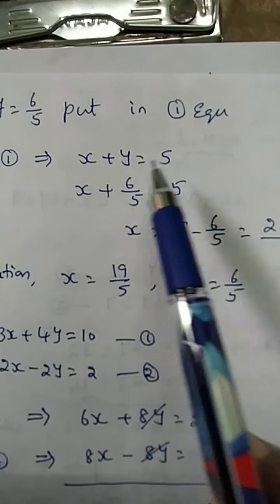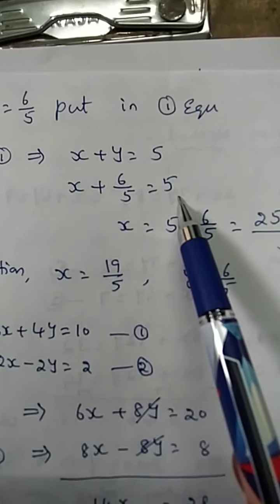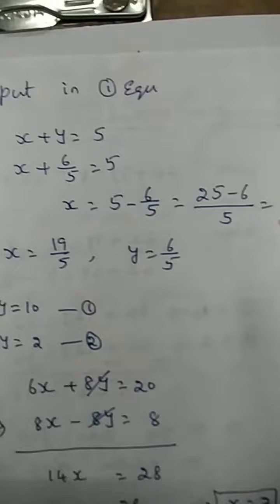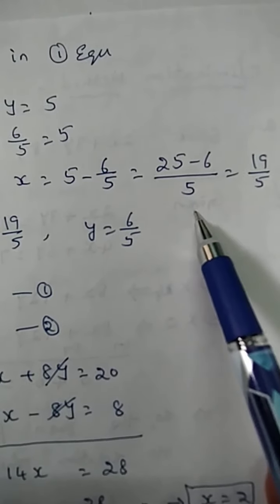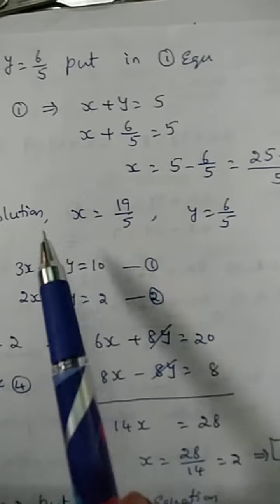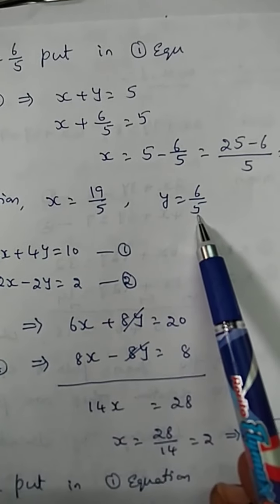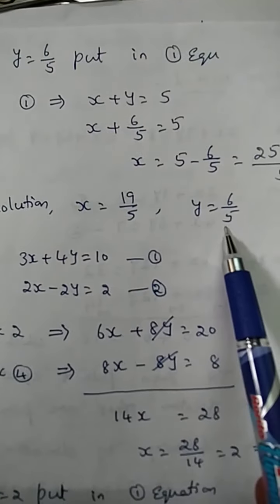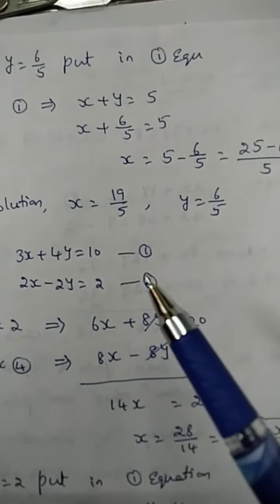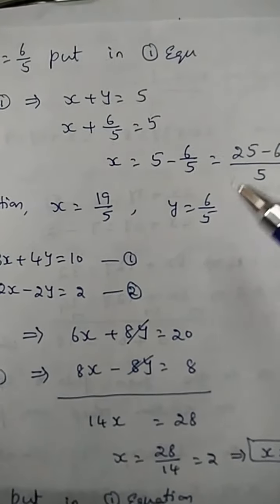So the first equation is x plus y is equal to 5. X plus 6 by 5 is equal to 5. X is equal to 5 minus 6 by 5. By simplifying, 25 minus 6 by 5 is equal to 19 by 5. Then x is equal to 19 by 5, y is equal to 6 by 5. Those are the solutions for that given pair of equations. So this is the way to solve it.